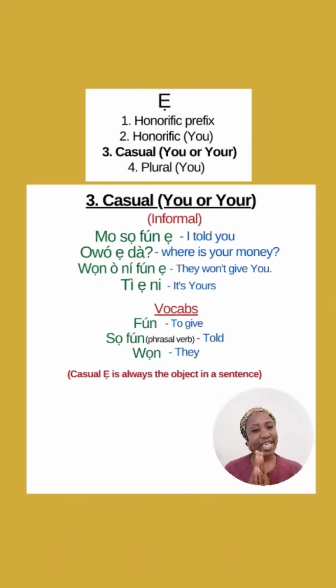So, ẹ used as honorific is always a subject. Ẹ used as casual you or your is always an object. That is a trick to help you get which one is which. Mo sọ fún ẹ pé, okay? That is casual. All right? So let's go to the next use of ẹ in Yoruba as a pronoun.